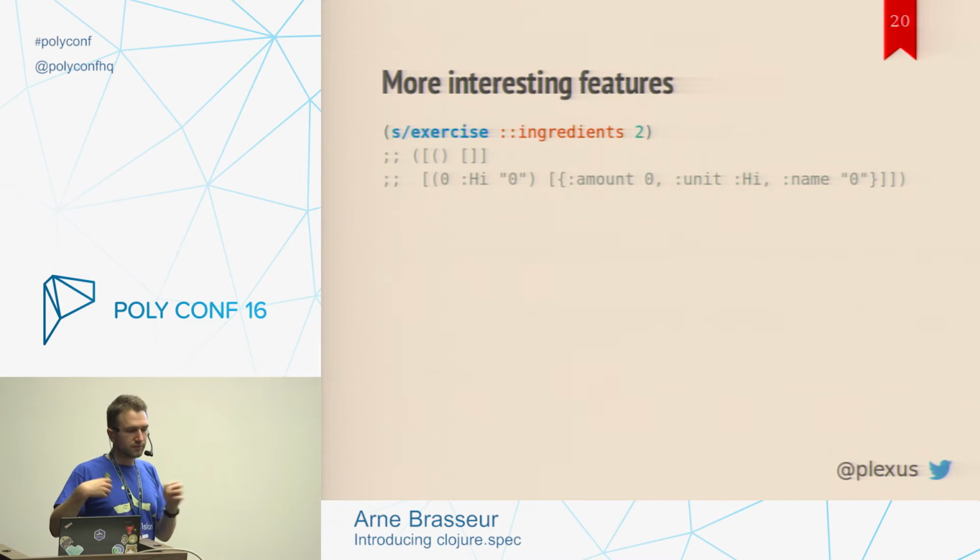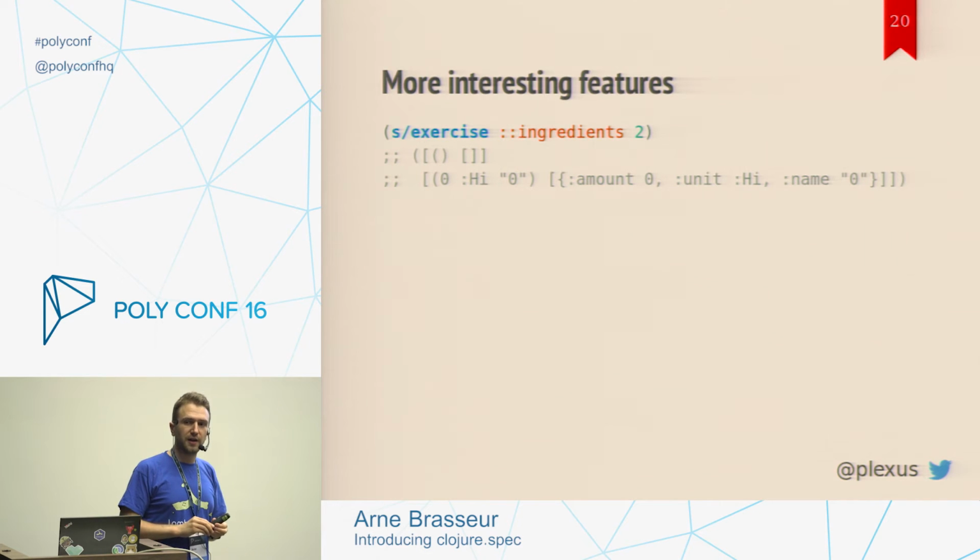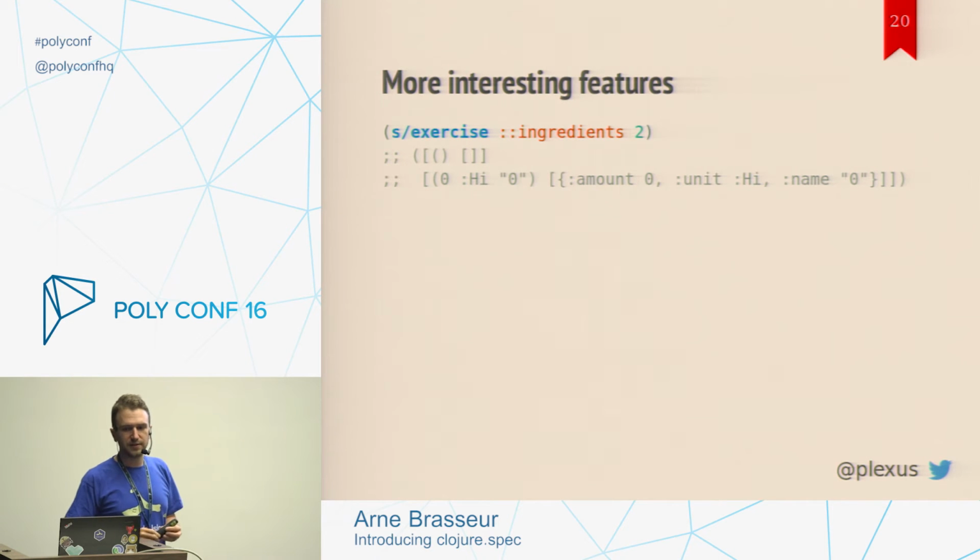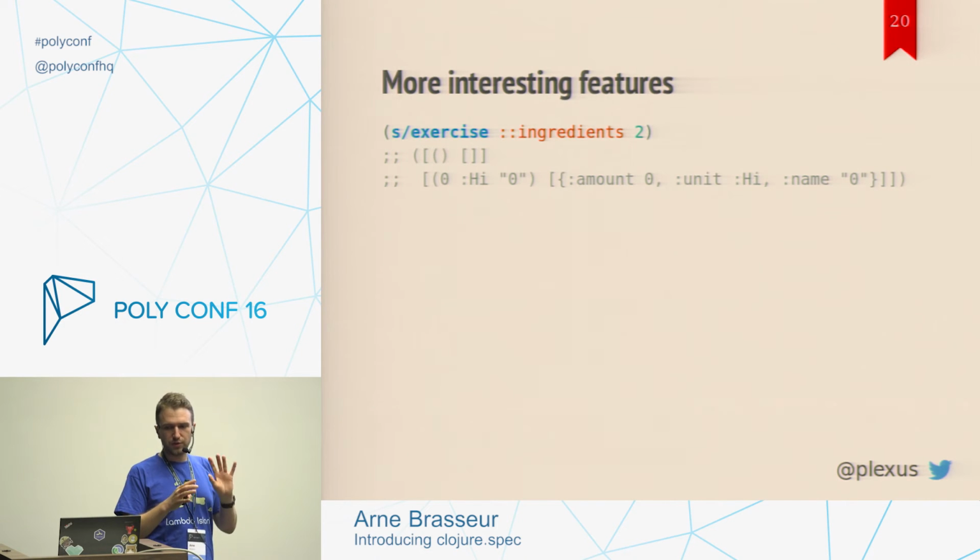And then, to finish this high-level overview, specs can also be used to generate data. And this is where it gets really interesting. Here I'm basically saying, generate for me 2 potential valid ingredient lists. One is the empty list, and one is a list with a quantity of 0, a keyword and a string.